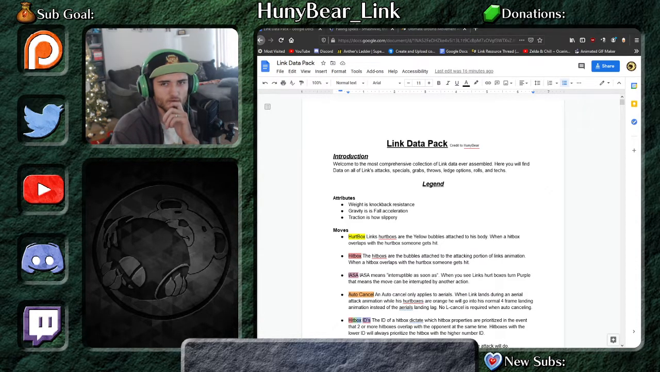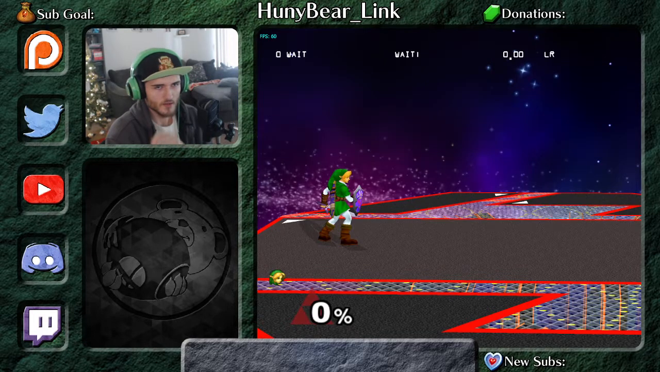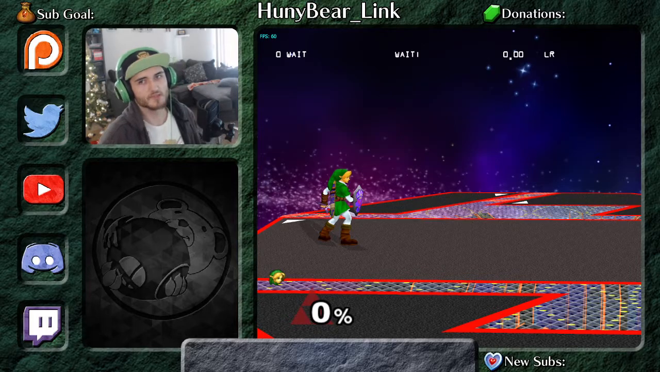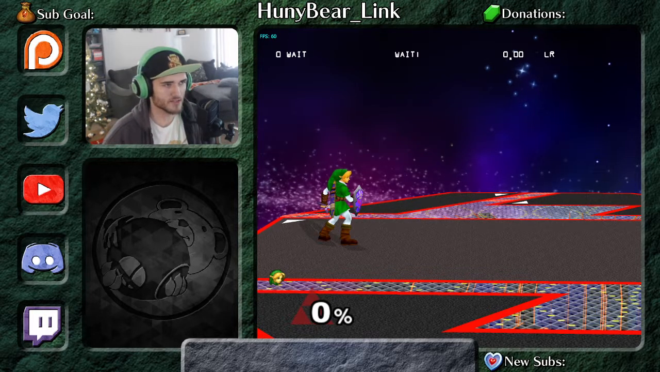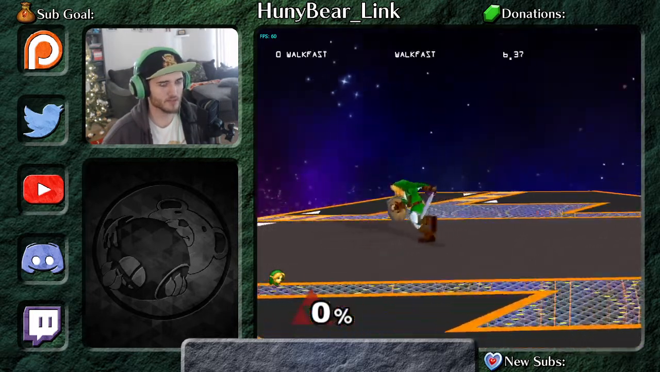So, starting with basic frame data, what is a frame? I can show you that here on Dolphin. A frame is just a still image. So you see Link not moving. Ordinarily the game runs like this, right?